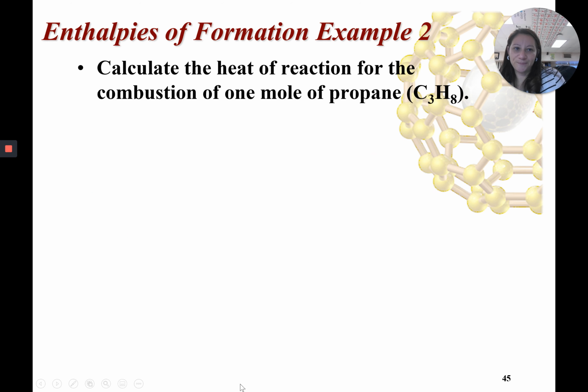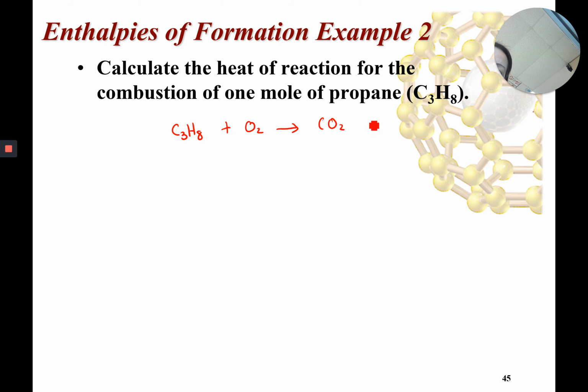Let's try another one. Calculate the heat of reaction for the combustion of 1 mole of propane, which is C3H8. So let's first write out our equation. C3H8. We're combusting it, so we're going to add O2. We're going to form CO2 and H2O. And we're going to say it's gas here because if it's combustion, it's going to be probably pretty hot. Let's balance it. So we need 3 of these, 4 of these, and 5 O2s.